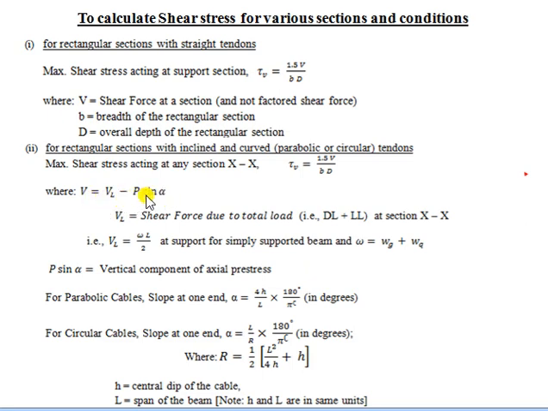So here the angle alpha is very small, hence we can consider this equation as V is equal to VL minus P alpha, because the angle or the deflection is very small, hence this will become P alpha. So remember this, V is equal to VL minus P alpha. Sin alpha is equal to alpha.